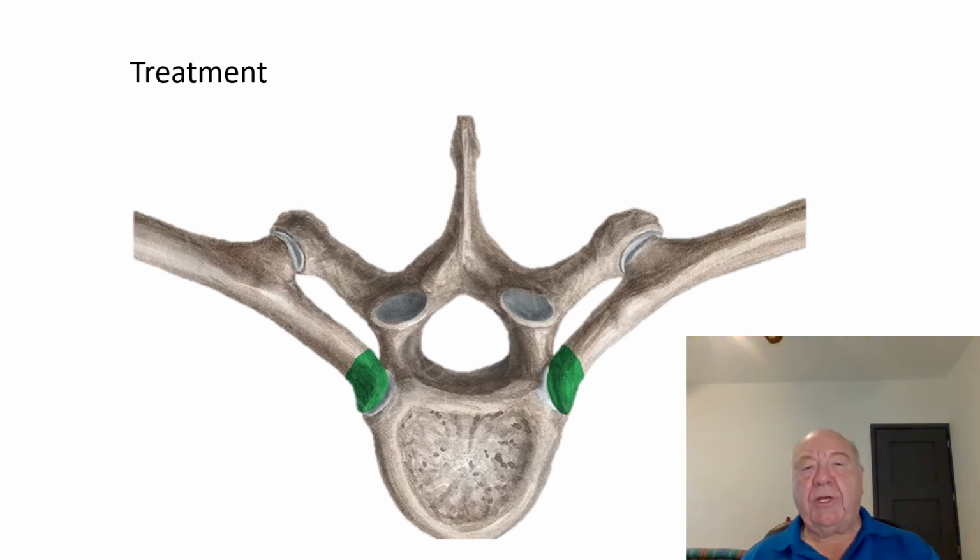All right, rib subluxations. These are modelled as occurring at the costotransverse joint. And it may not be. It may well be at the costovertebral joint or at both.